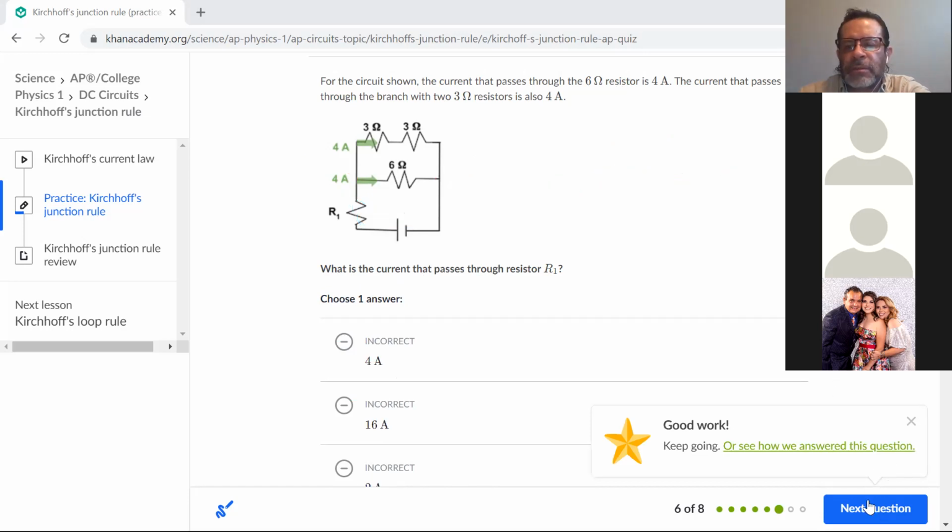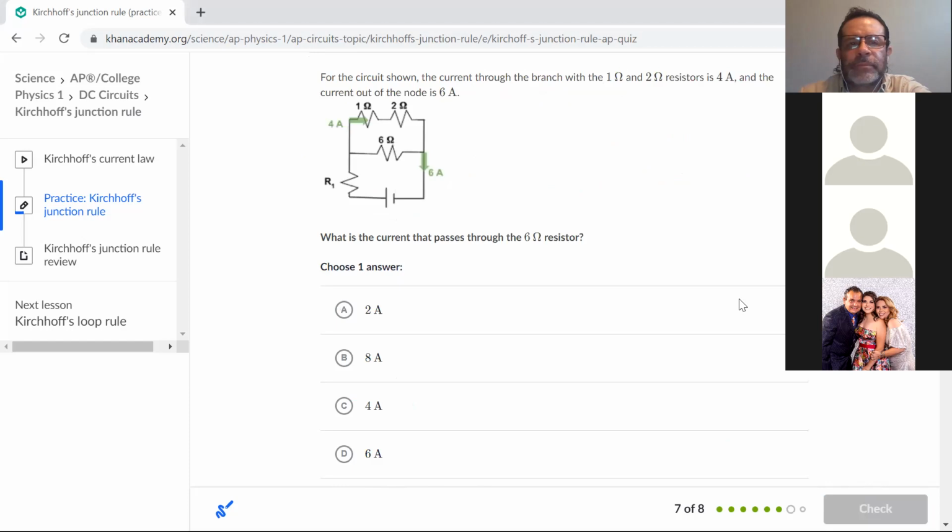Let's jump to the next one. We're almost done. Same thing. For the circuit that's shown, there's a 4 amp current and a 6 amp current here. Now let's do something else. I'm going to take this node here just because the current is placed there. This is going to be node B. This is going to be node A.